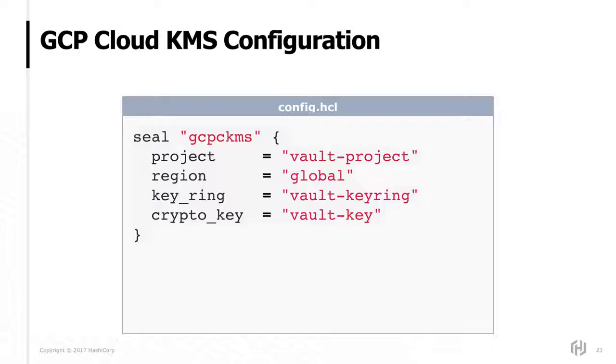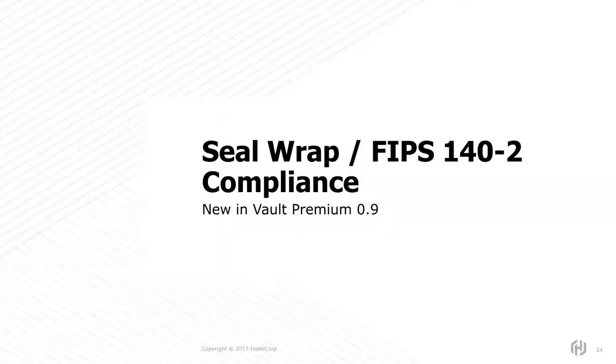You give it the project name, which is Vault Project in our case. You give it the region where your keyring lives. You give it the keyring name and the crypto key name. And credentials for GCP can either be provided in this config or through the instance service account if you're running on GCE or GCP. It should be noted that the service account that has access to this keyring should be very strictly locked down and audited, because with it you can decrypt the encryption key and therefore the rest of Vault's data.